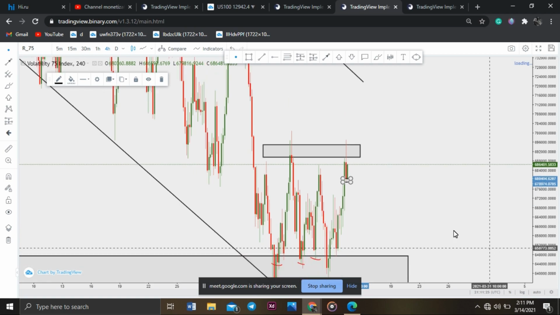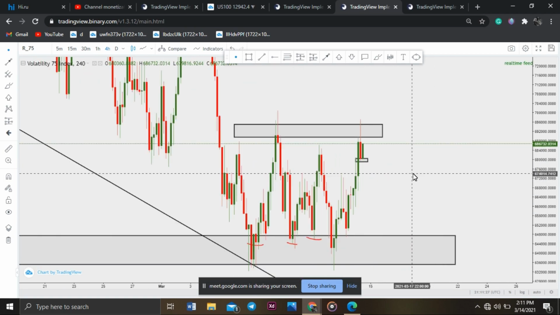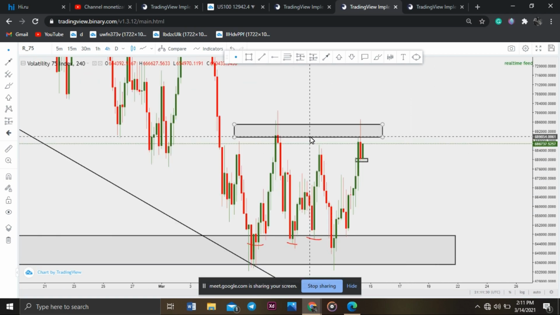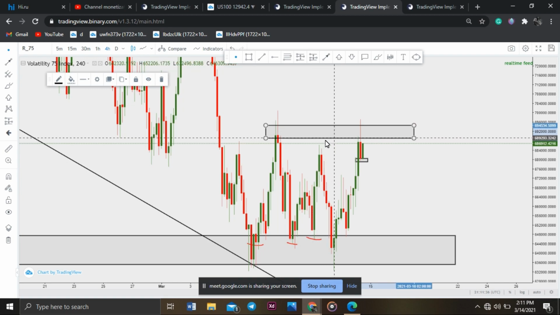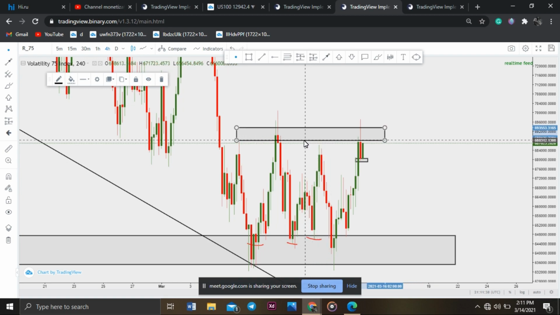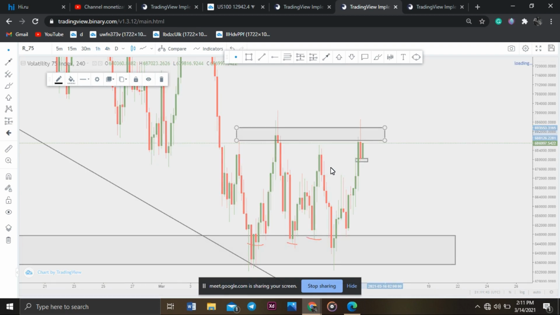Okay, it's still around our resistance zone, our new highs. This was a previous high I was having on the 75. You can see this is a new high that we have right here. We have to pay attention to it. So let's see if price is going to create a double bottom, sorry, a double top.